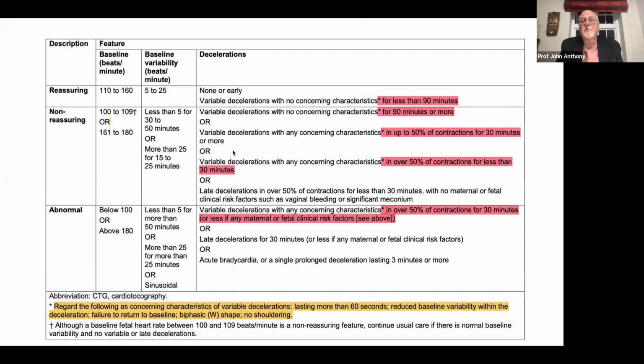So here's a FIGO table where they talk about different kinds of decelerations, and the characteristics under which they'll be reassuring. For example, if you have variable decelerations with no concerning characteristics for less than 90 minutes, then the tracing remains reassuring. But it becomes non-reassuring if it goes beyond 90 minutes. But if the variable decelerations have any concerning characteristics and they occur in 50% or less of contractions, then it becomes non-reassuring. Or if you have variable decelerations with concerning characteristics in more than 50% of the contractions for only 30 minutes, then it's non-reassuring.